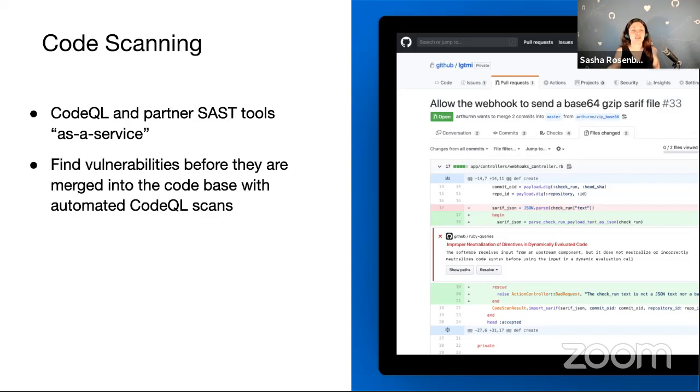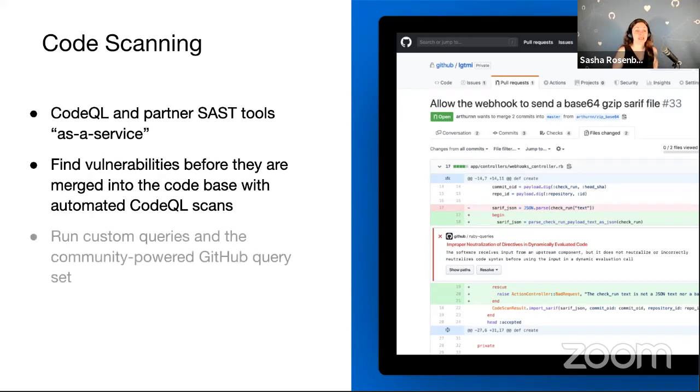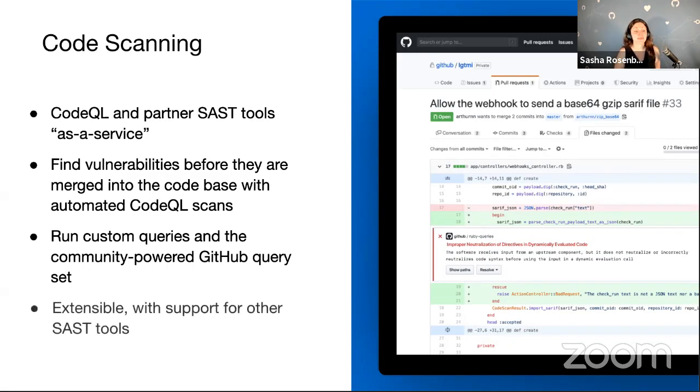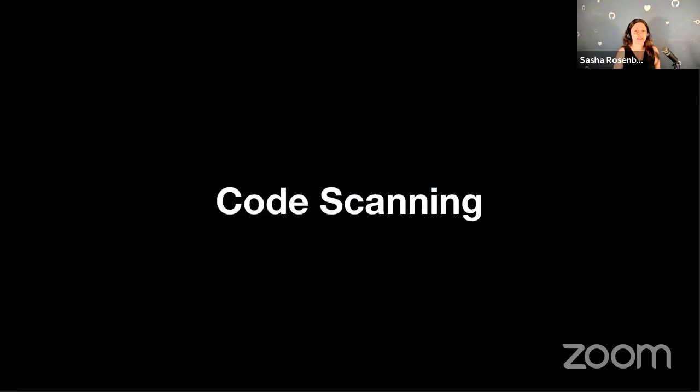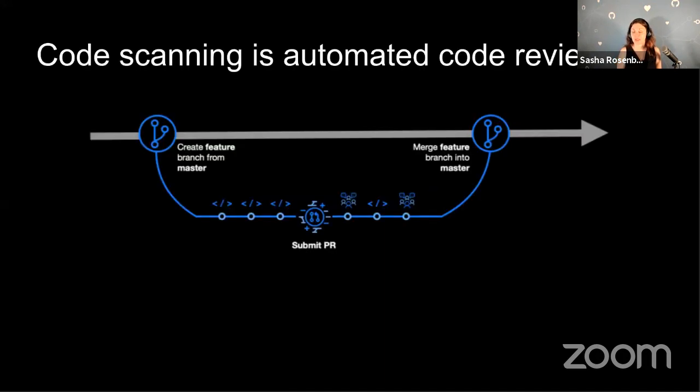So you can find vulnerabilities before they're merged into code. You can run custom queries and the community-powered GitHub query set. Code scanning also supports other tools, so we can have partners in there. So it's not just CodeQL, but other potential security tools. Let me show you code scanning and talk about this.